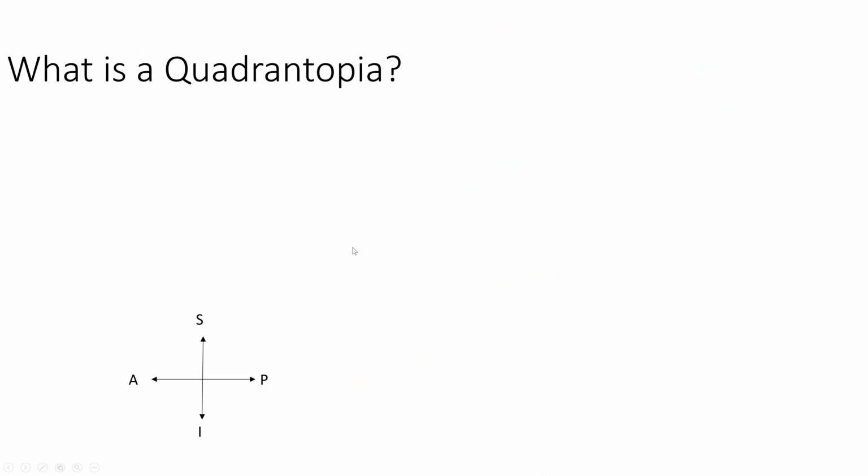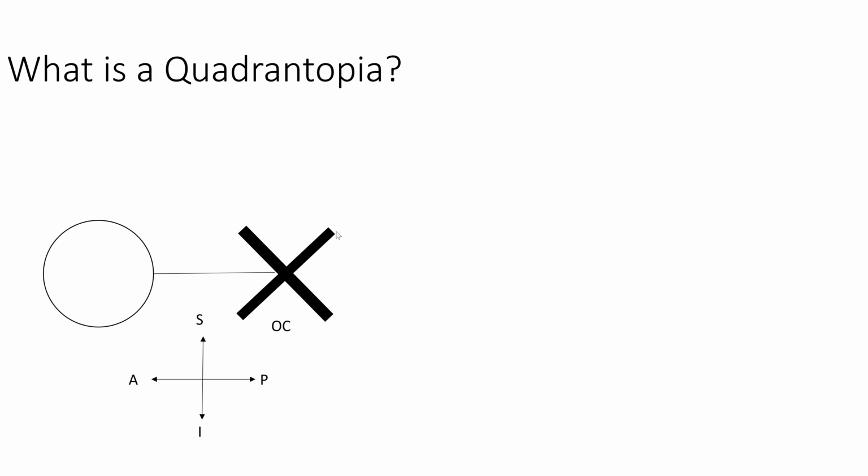So some of you might have covered what's called a quadrantopia in the lab. And to best understand this, you kind of need to look at the same visual pathway from a side-on view. So that's what we've got here. We've got the eyes at the front here. This is the superior and inferior aspect.